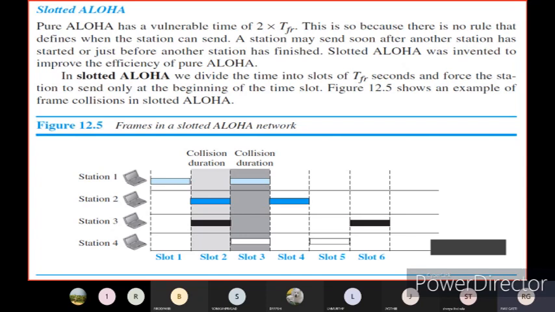So through the division of time into a number of frames or slots, we can minimize the number of collisions that occurred in the pure Aloha protocol. That is why it is called the slotted Aloha protocol.